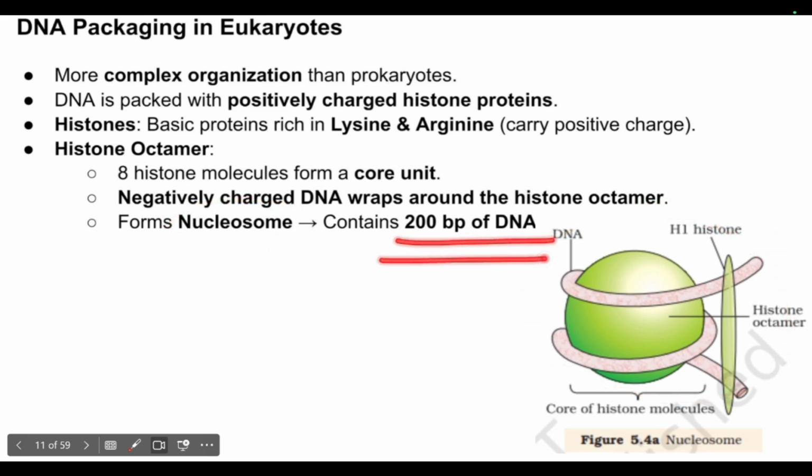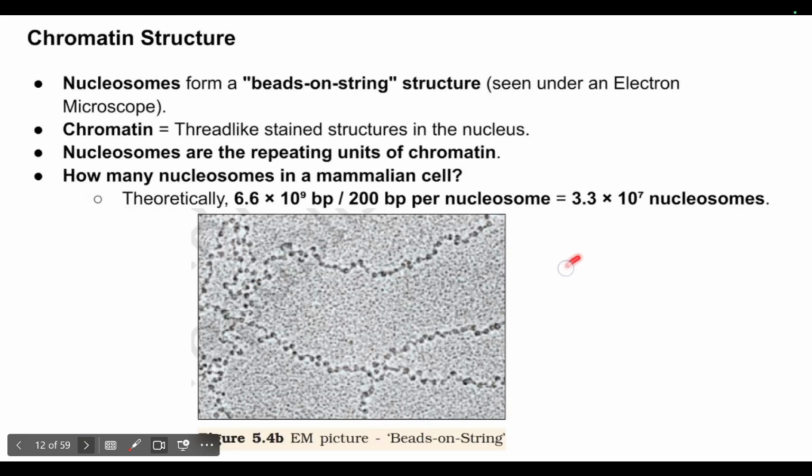Nucleosome consists of 200 base pair of DNA. So, nucleosome consists of histone protein, DNA, and H1 histone. Nucleosome forms the basic packing unit of DNA. Let's say this is one nucleosome, then another nucleosome, another nucleosome, another nucleosome, and in this way packing keeps on going. In this way you can see the packing keeps on continuing like this.